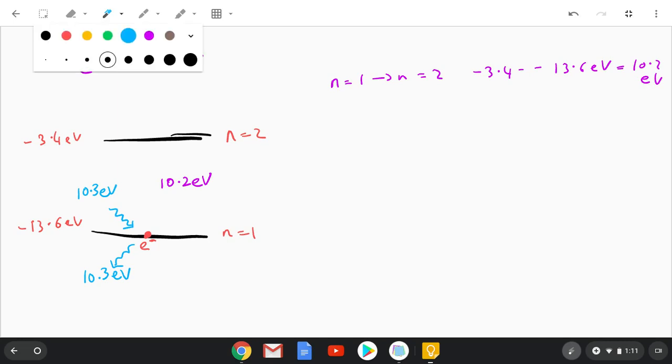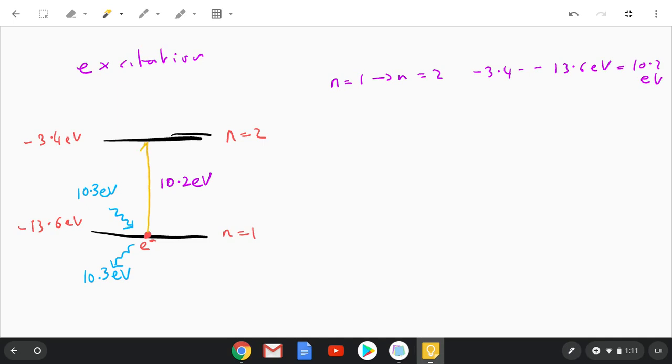So when it comes to photon interactions with electrons in atoms, an exact amount of energy is required, which is the difference between the energy levels and nothing else. Nothing more, nothing less.